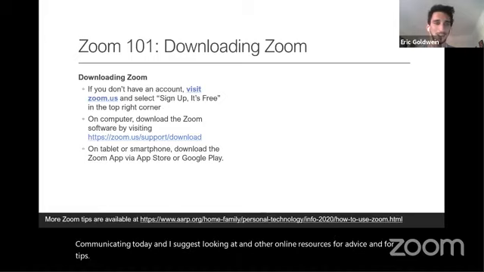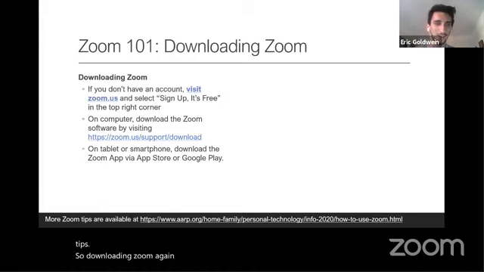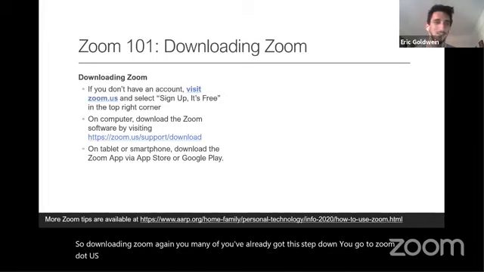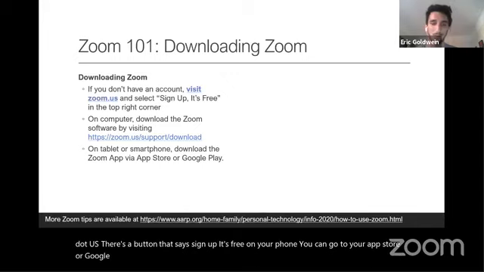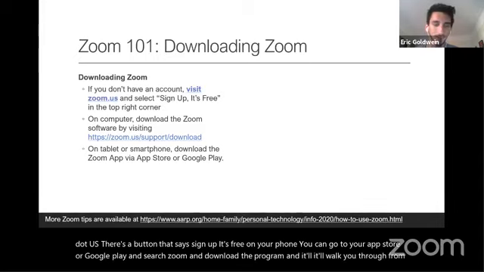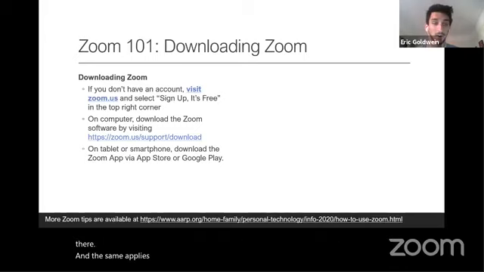So downloading Zoom, again, many of you have already got this step down. You go to zoom.us, there's a button that says sign up, it's free. On your phone, you can go to your App Store or Google Play and search Zoom and download the program, and it'll walk you through from there. And the same applies for other platforms such as Skype or GoToMeeting or other kinds of communication software.